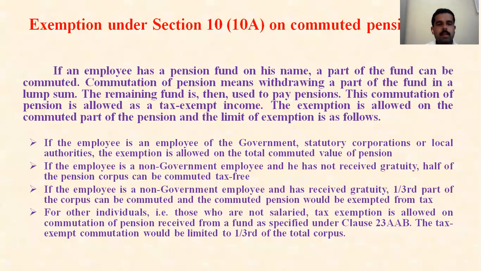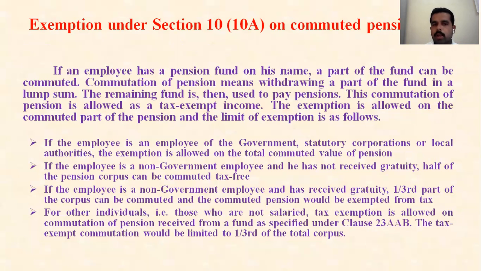If the employee is a non-government employee and has received gratuity, 1/3 part of the corpus can be commuted, and the commuted pension would be exempted from tax. For other individuals, that is those who are not salaried, tax exemption is allowed on the commutation of pension received from a fund as specified under clause 23AAB. The tax exempt commutation would be limited to 1/3 of the total corpus.